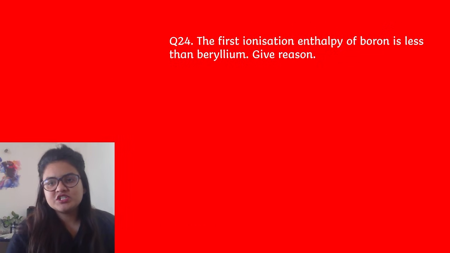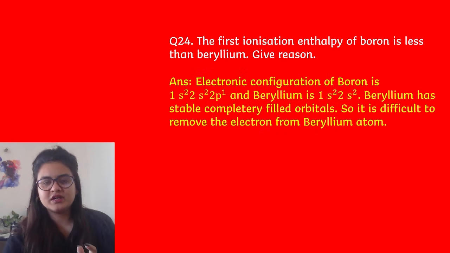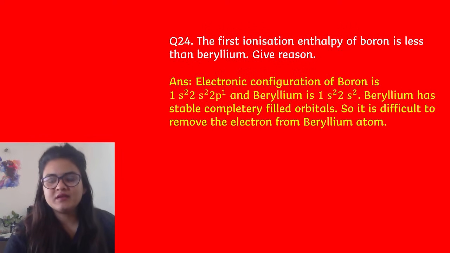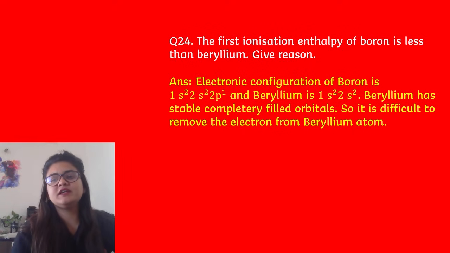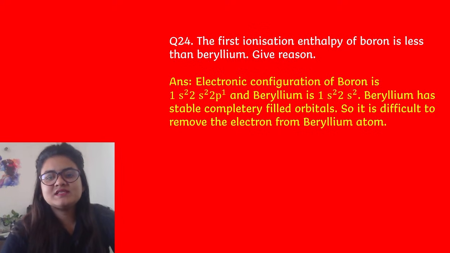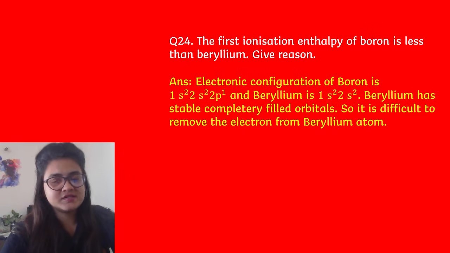The first ionization enthalpy of boron is less than that of beryllium. You can just write down the electronic configuration and you will get to know the reason. For boron the valence electronic configuration is 2p1, so it's very easy to remove one electron. But for beryllium it is 2s2, a fully filled s orbital. That's the reason it's really difficult to remove one electron, since it's very stable.